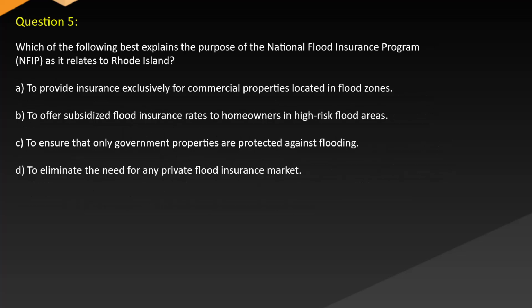Question 5. Which of the following best explains the purpose of the National Flood Insurance Program, NFIP, as it relates to Rhode Island? A. To provide insurance exclusively for commercial properties located in flood zones. B. To offer subsidized flood insurance rates to homeowners in high-risk flood areas. C. To ensure that only government properties are protected against flooding. D. To eliminate the need for any private flood insurance market.